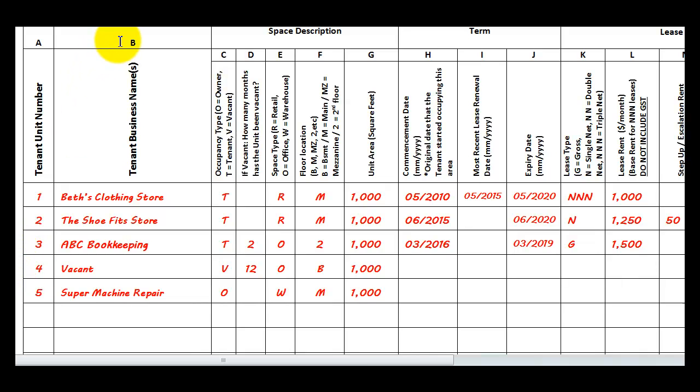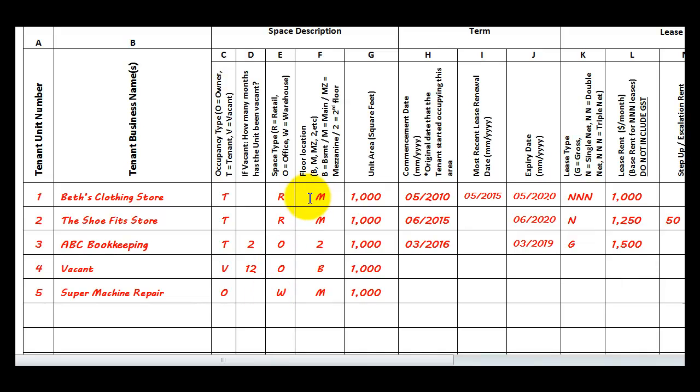Column B, we fill out the tenant business name. Column C, we fill out the occupancy type of the space. T for tenant, O for owner, V for vacant. If the space was vacant and then occupied by a tenant, please provide the vacant information in column D. Column E has the space description. Just provide a brief description of the space, whether it's retail, office, or warehouse.